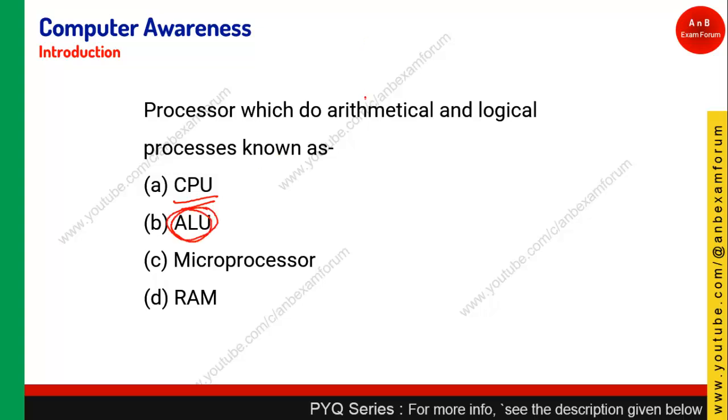Arithmetic operation means addition, subtraction, multiplication, division, and many other operations. Whereas logical operations consist of comparison, taking some decision like less than, greater than, equal to, and, or. Those are logical operations. So option B is the right answer.